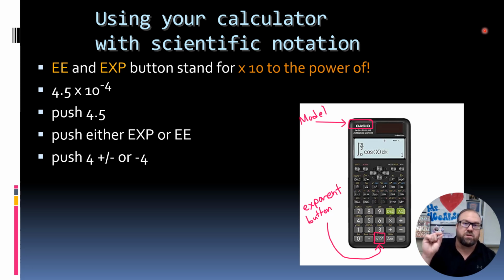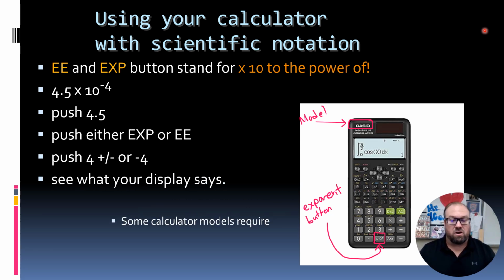One of the common mistakes I see students make is when they're typing a scientific notation into their calculator, they'll do like 4.5 and then they'll hit the multiply button and then they'll hit the times 10 to the x. Basically what that does is it enters multiplication twice, and you're going to get one power higher on your answer than you really should get. Okay, so just a tip. See what your display says.